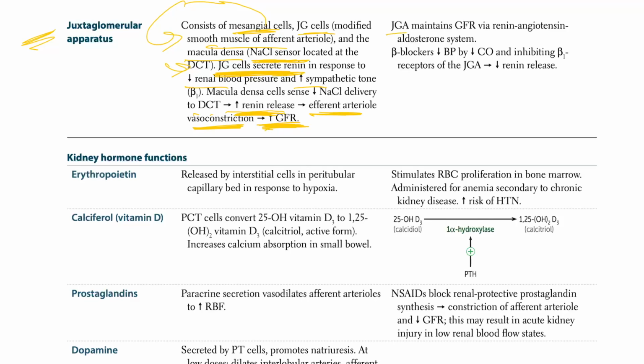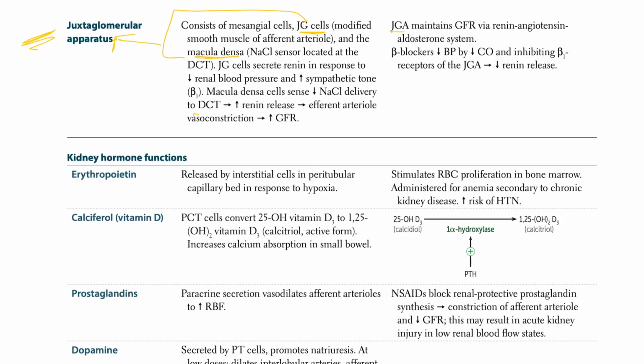JGA. Now they're talking about the apparatus. Look at this thing. We're talking about JG cells, meaning they are the specialized cells, right? And we then talk about macula densa. Now the question is, what is JG apparatus as a whole? Because now they're not talking about JG cells, they're saying JG apparatus. So apparatus means that when you combine these two together, when you want to talk about JG cells and the macula densa, now you call that a JG apparatus.